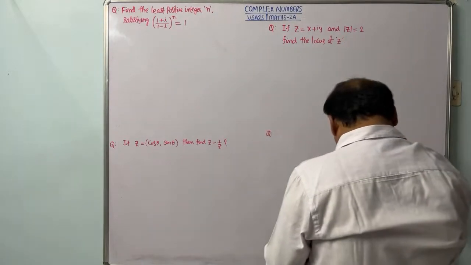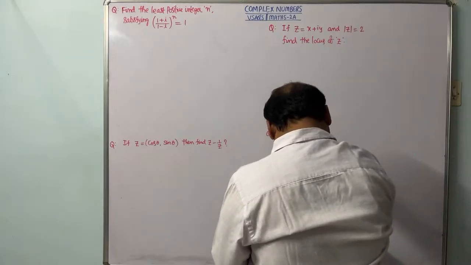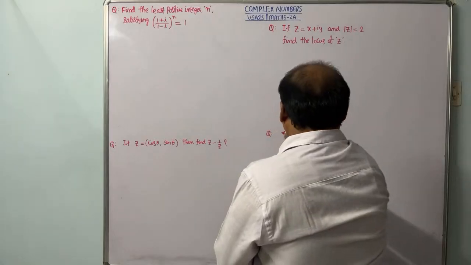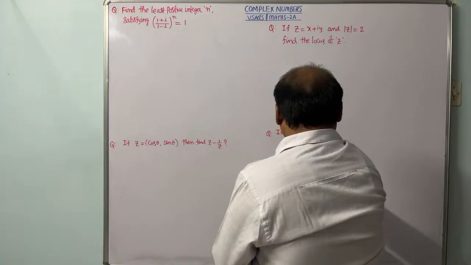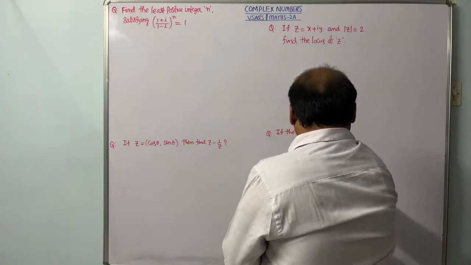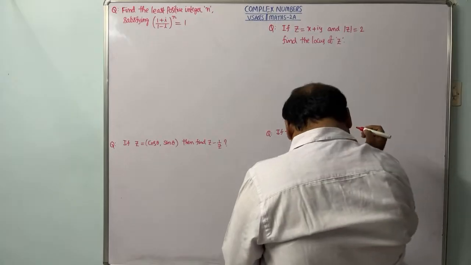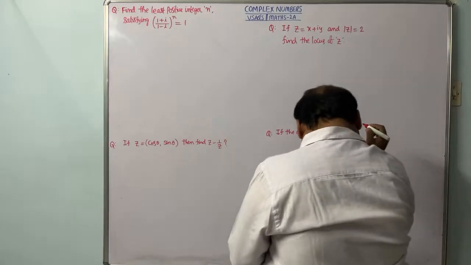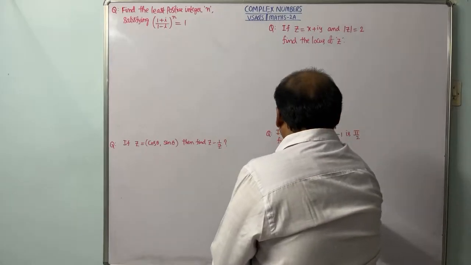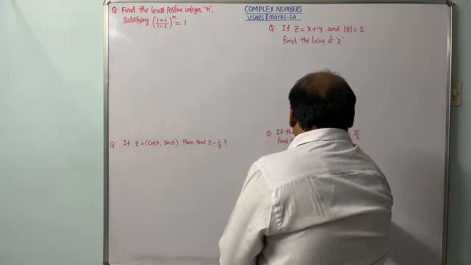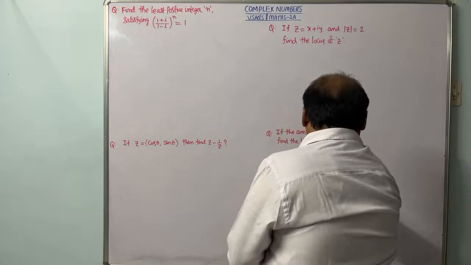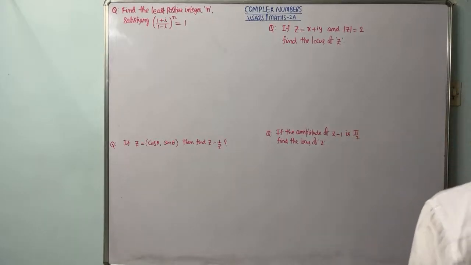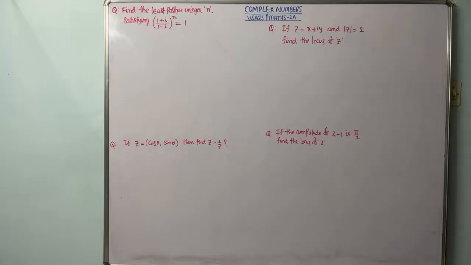The next question: if the amplitude of z minus 1 is pi by 2, find the locus of z. So first we will finish these types of questions.